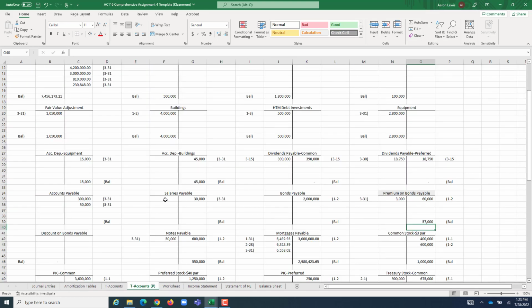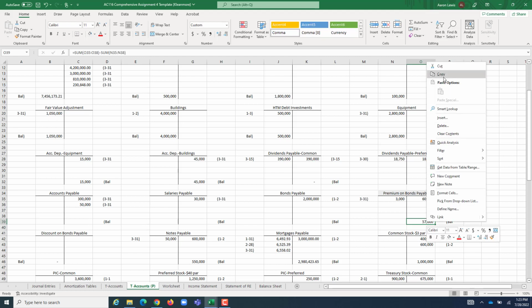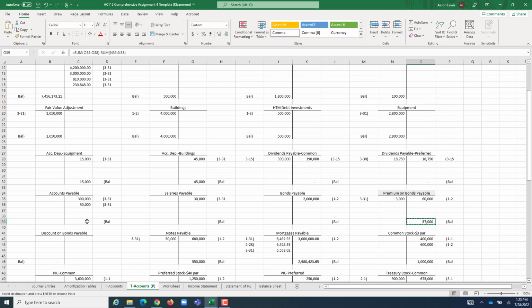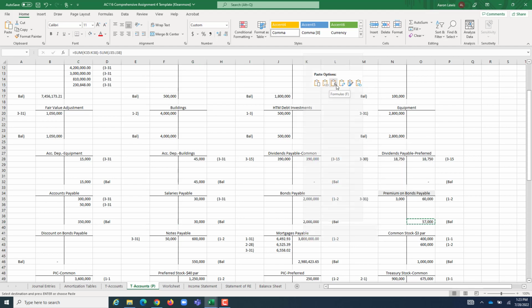Again, I have a few more liability accounts here that don't have a balance. Bonds payable, salaries payable, and accounts payable don't have a balance. I can do the same trick that I did before. Click on the cell that I want to copy, right click on it, and hit copy. Go through and click on all of the different places that I want to copy this formula, holding down control on each one of these. And then when I have them all highlighted, I'll right click again, go to my paste options and hit paste formulas.